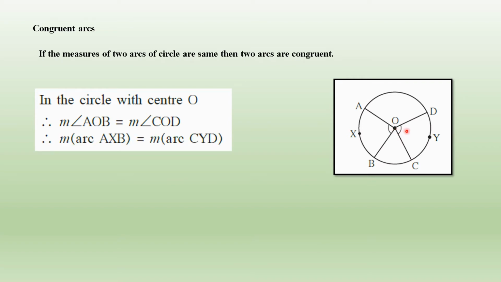Now, the arc corresponding to angle AOB is arc AXB, and the arc corresponding to the angle COD is arc CYD. So these arcs will also be congruent to each other because their central angles are the same. So I can say that arc AXB is congruent to arc CYD.